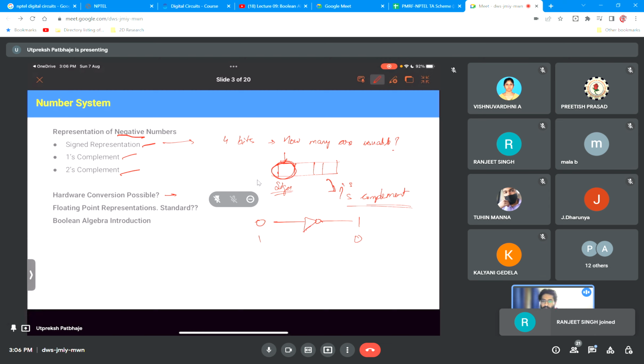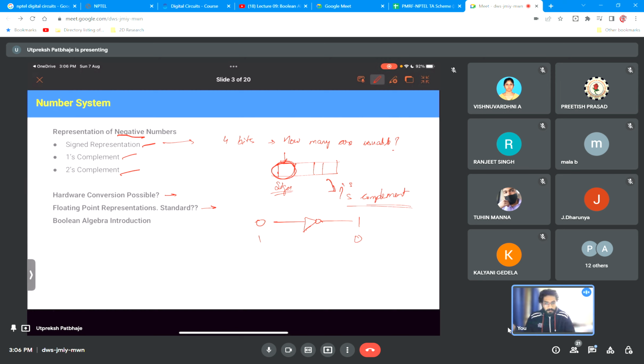Then I will touch upon some problems based on floating point representations. This can be a bit hectic mathematically, but we'll try to cover it in this session. And then finally, I will discuss some introductory problems on Boolean algebra. So let's directly get into problems. Floating point representation, please explain.